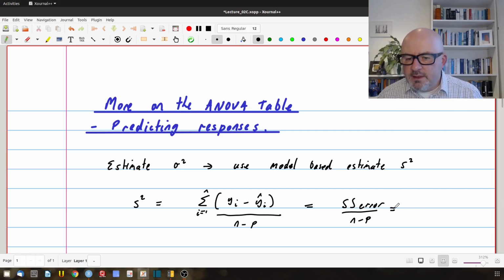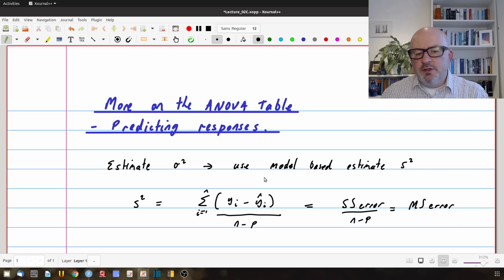In other words, it is the mean square for error, the entry in our ANOVA table that we call the mean square for error. So the estimate of sigma squared that we call S squared, which is based on the fitted model, turns out to be exactly the mean square for error. In the simple linear regression case, by the way, we would have the sums of squares for error divided by n minus 2, because in that case there are always two parameters in the model, and so this is a generic formula that works for all regression models. There's nothing special or unique about the simple linear regression case in this regard.